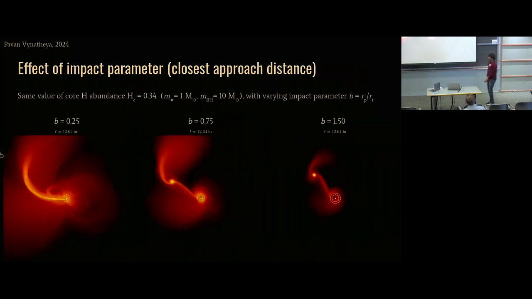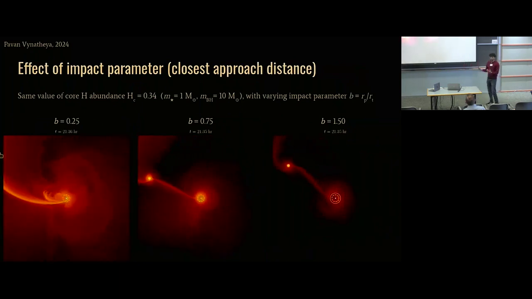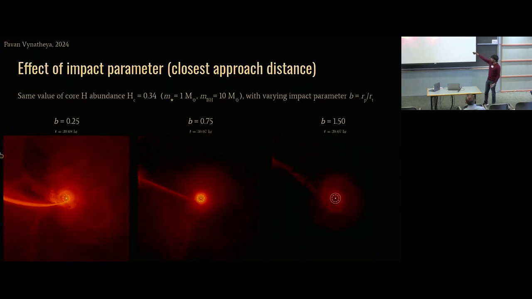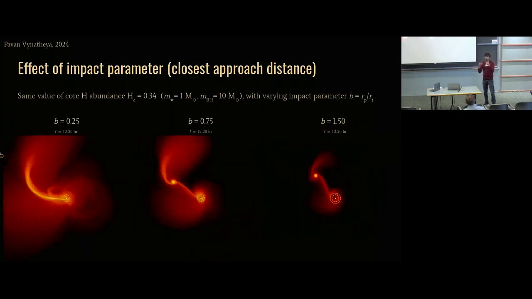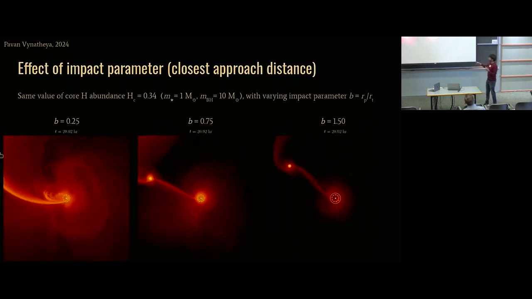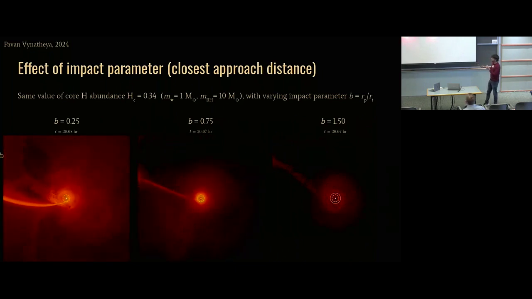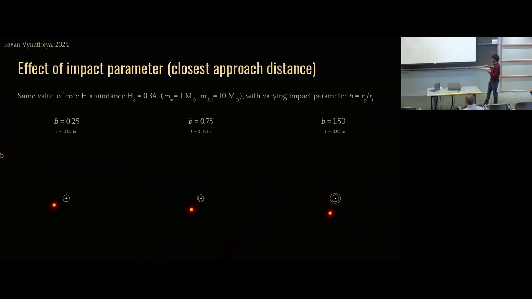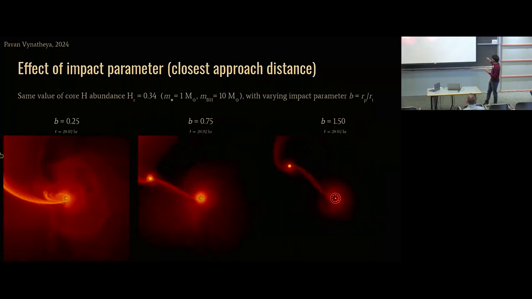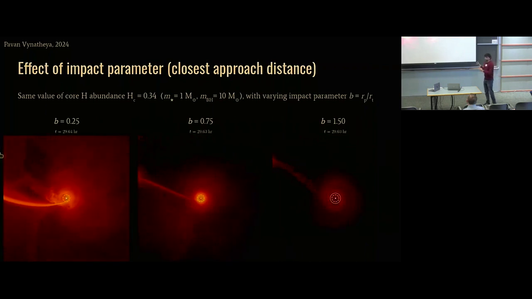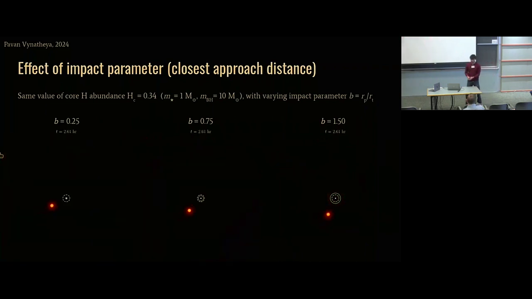So here are some nice movies of the effect of impact parameter. I would like you to look at B as a scaled version of how close the star approaches. So a lesser value of B means a closer approach. This star is almost completely destroyed within the first approach, whereas a star which approaches much farther away is left behind and it goes on. It's a partial tidal disruption, or a PTDE.